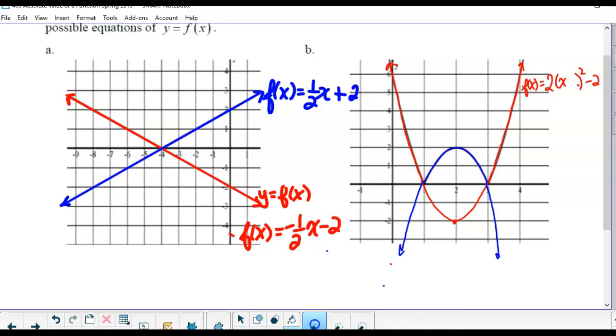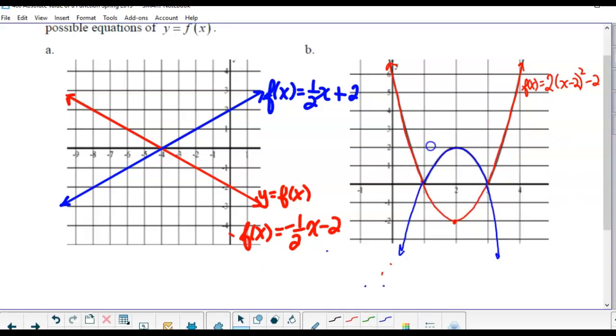X minus 2. Oh, fix that. X minus 2. Thank you, because it's to the right. So that's got to be the opposite sign there. I don't know why I put plus 2. No idea. Okay, so then let's do this one.